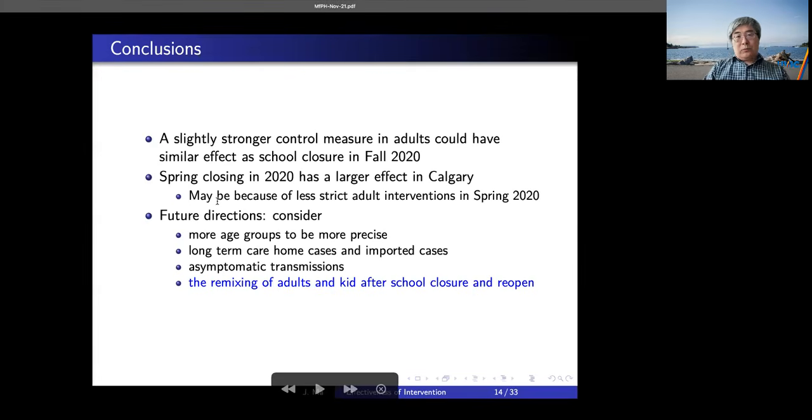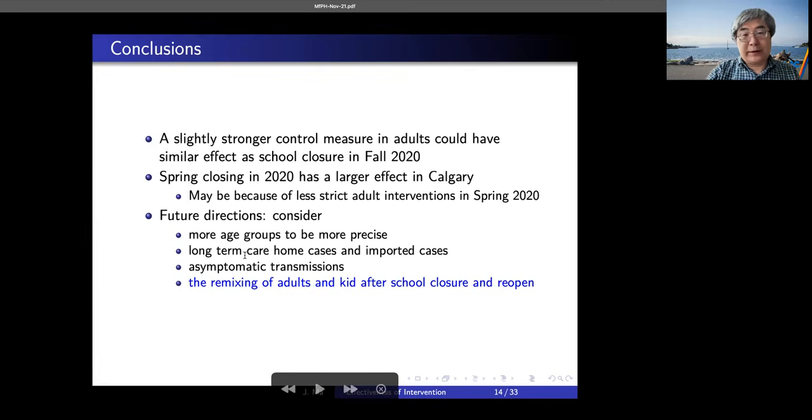So what we can do in the future, many research groups have looked at finer age groups, and many cases in the adult groups are from long-term care homes, and these cases are not well mixed with the rest of the population. We want to understand whether the adult cases have the mixing; assuming that the adults were well mixed is not a good assumption. And what about asymptomatic transmissions, for example?